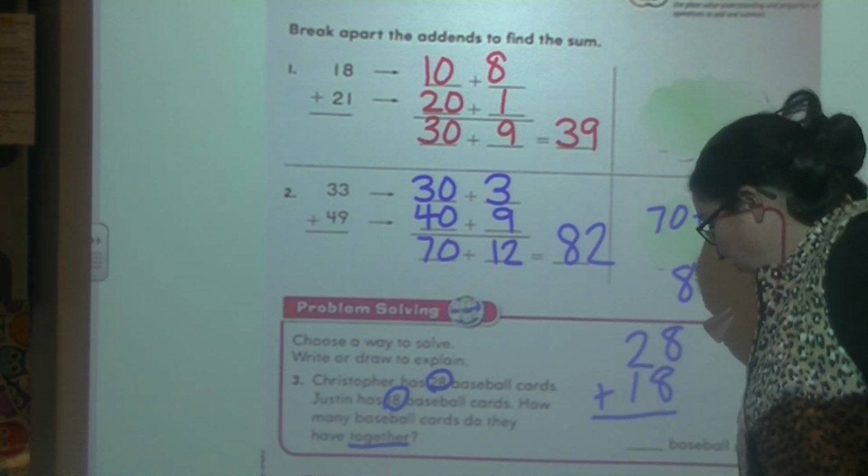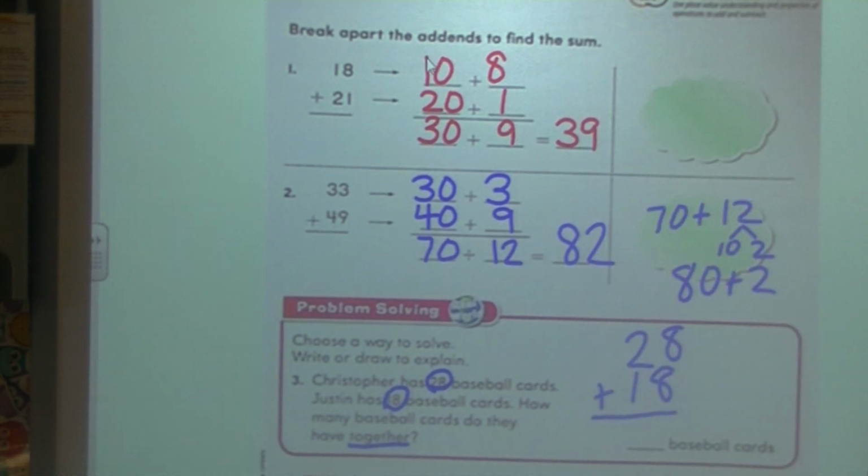All right, we're working on place value. So 28 is 20 plus 8. 18 is 10 plus 8. What is 8 plus 8? That's a doubles fact, and it's big. 16. What is 20 plus 10? 30.